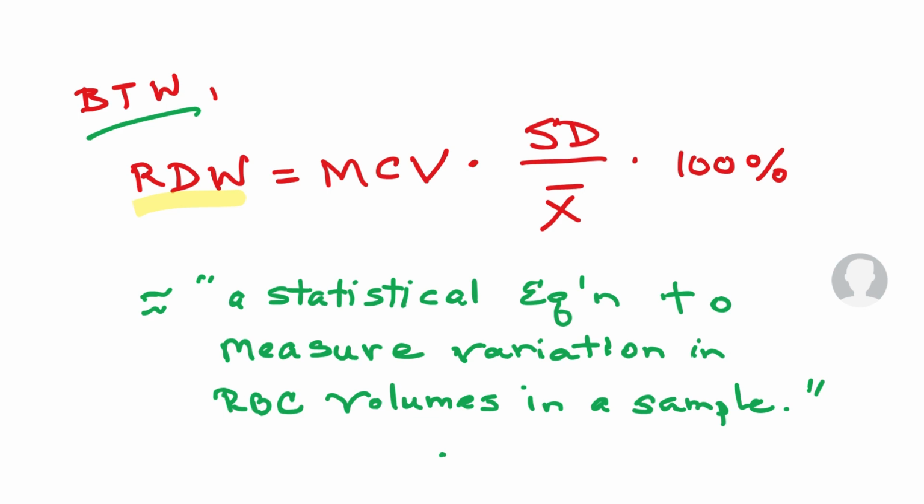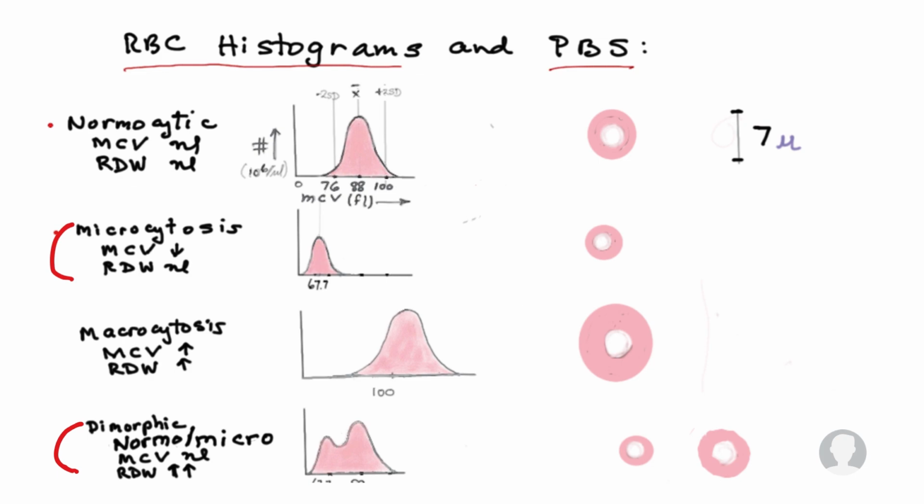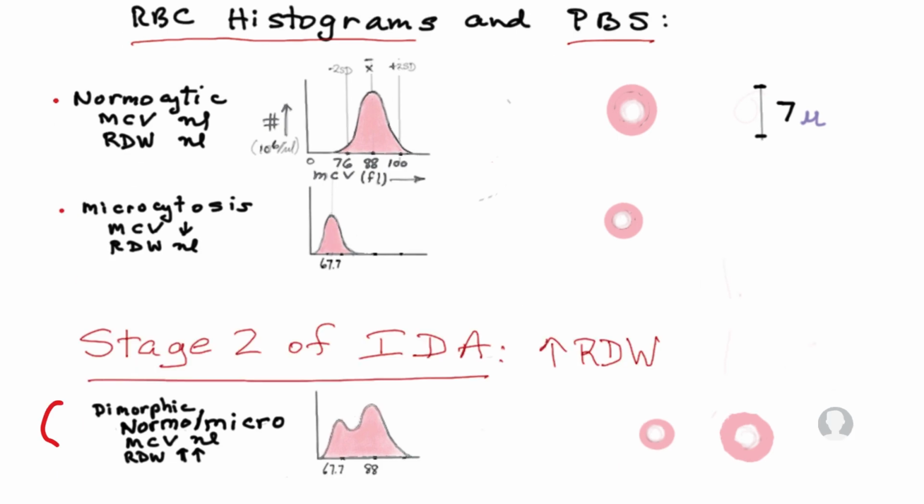RDW is simply a statistical equation to measure variation in red blood cell volumes in a sample, shown in this equation. RDW is usually the first abnormality detected in the CBC in the early stages of iron deficiency anemia, as microcytic cells widen the red cell distribution width. Stage 1 of iron deficiency is characterized by a progressive loss of storage iron, demonstrated by serum ferritin levels dropping over time. Iron stain with Prussian blue stain of the bone marrow will show absence of iron granules.